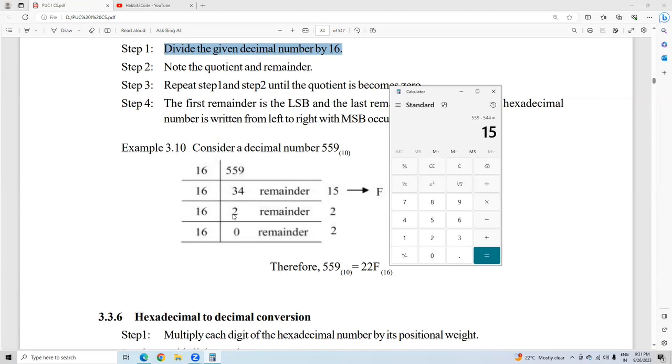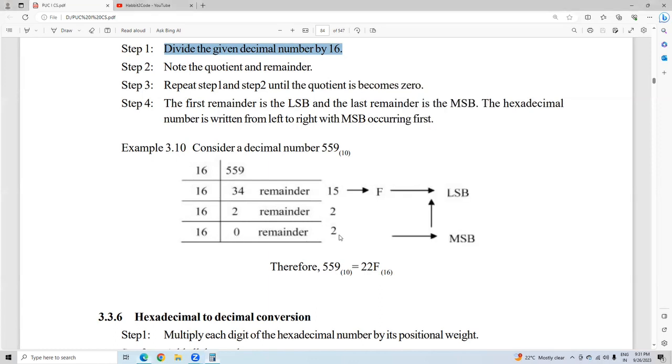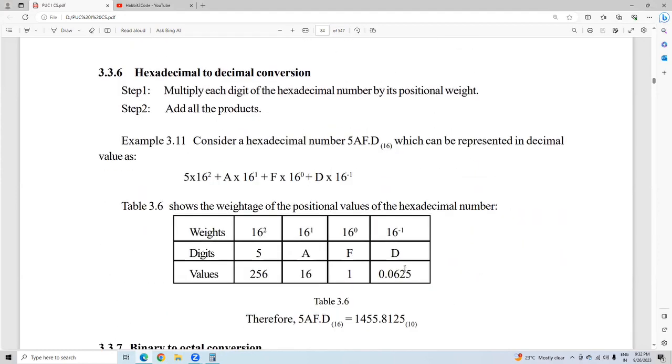16 2s are 32. 34 minus 32 is 2. Quotient is 2 and remainder is 2. Whenever there is a single digit, you will get the same digit as the remainder because 2 cannot be divided by 16. So here 2 is the MSB, 15 is the LSB. But 15 in hexadecimal is F, letter F. So the 559 decimal number is equal to 22F, 22F base 16. Now it is the reverse process. Hexadecimal to decimal means multiplied by 16.